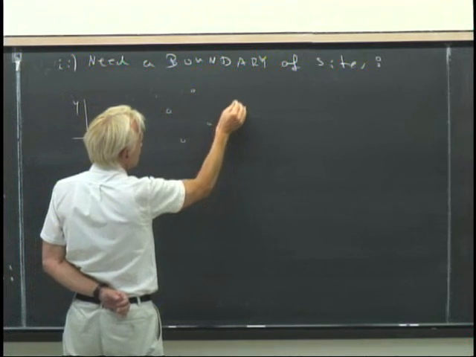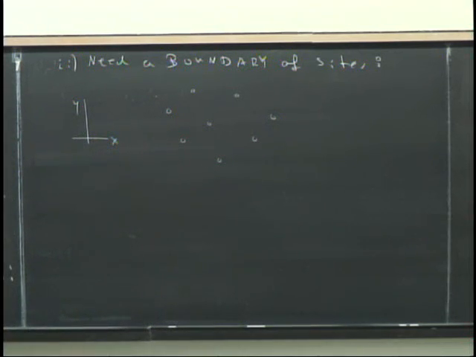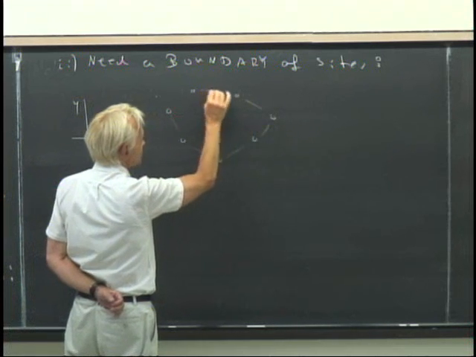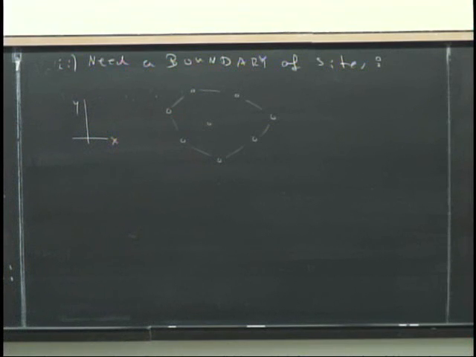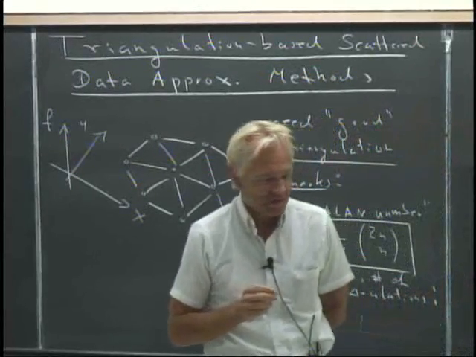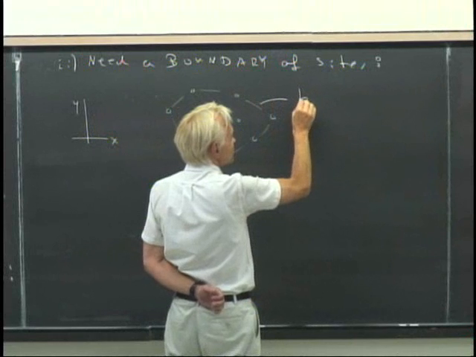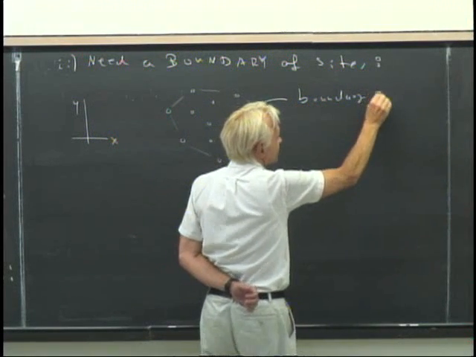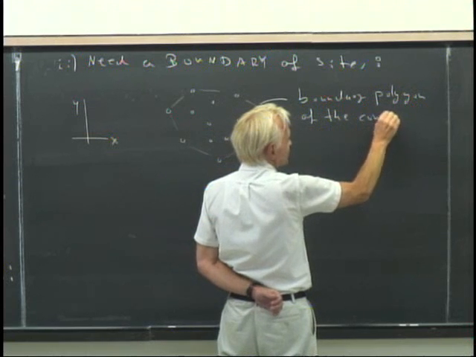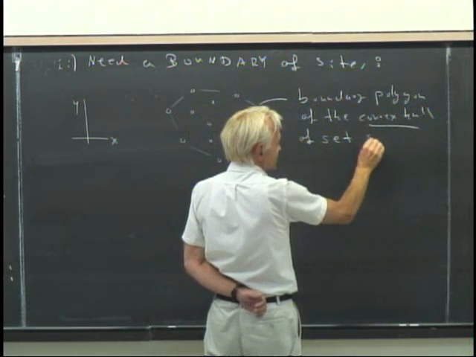If I give you sites in the plane, then what is a good boundary? This is a good boundary, right? What is that polygon? It's a convex polygon, yes. And it's the boundary polygon of what set? The convex hull of that point set. There's a bunch of points in here, right? So this is a boundary polygon of the convex hull of the set of sites, in our context, the set of sites.